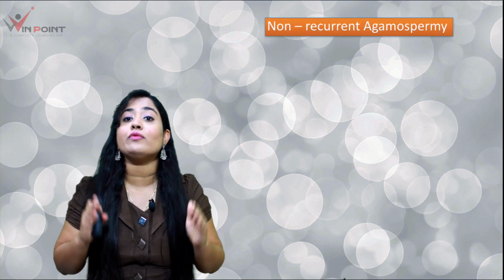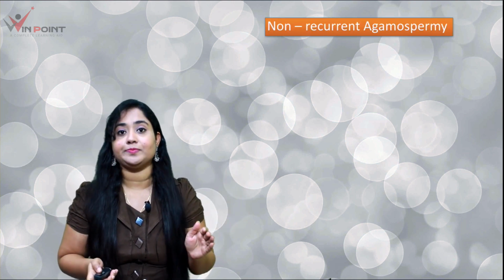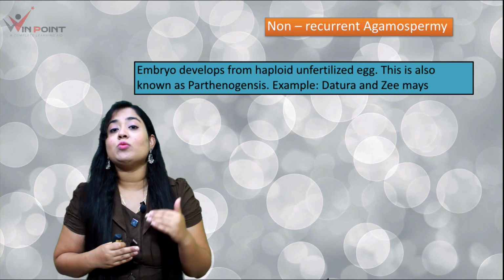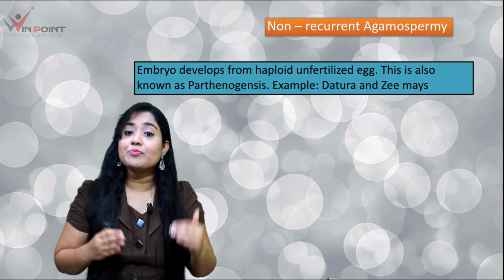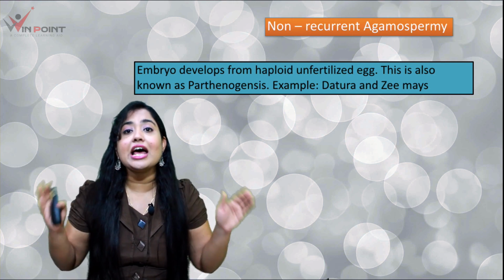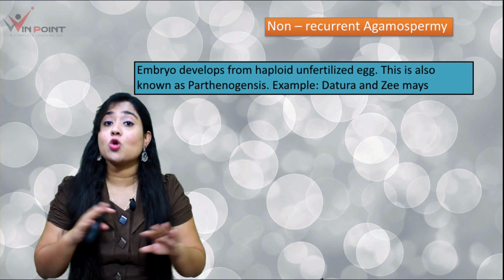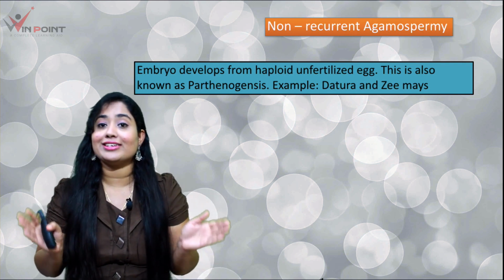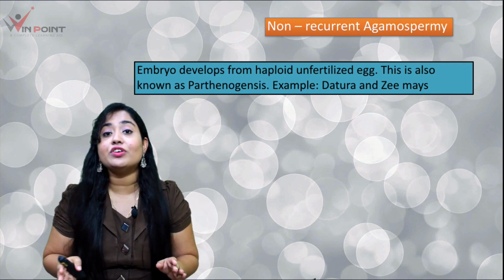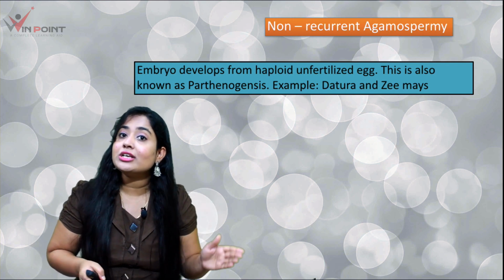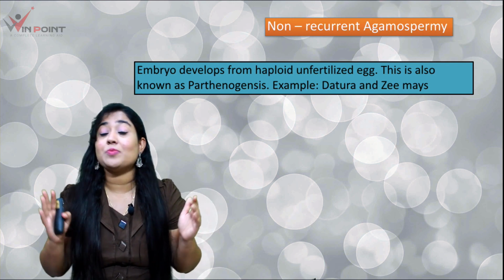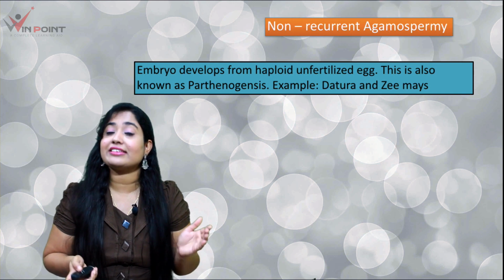Let's move on to the third category, that is non-recurrent egmospermy. Non-recurrent egmospermy is where the embryo develops from the haploid unfertilized egg, and this is also known as parthenogenesis. That means without fertilization, the embryo is formed. Example, it takes place in Datura, Zea mays, etc.